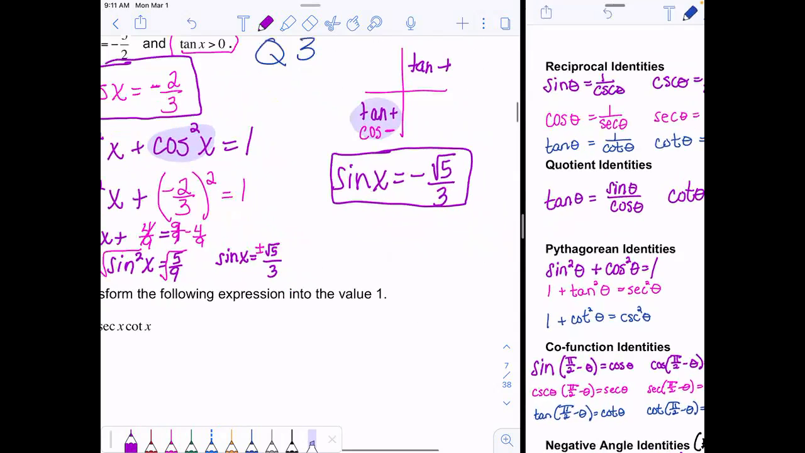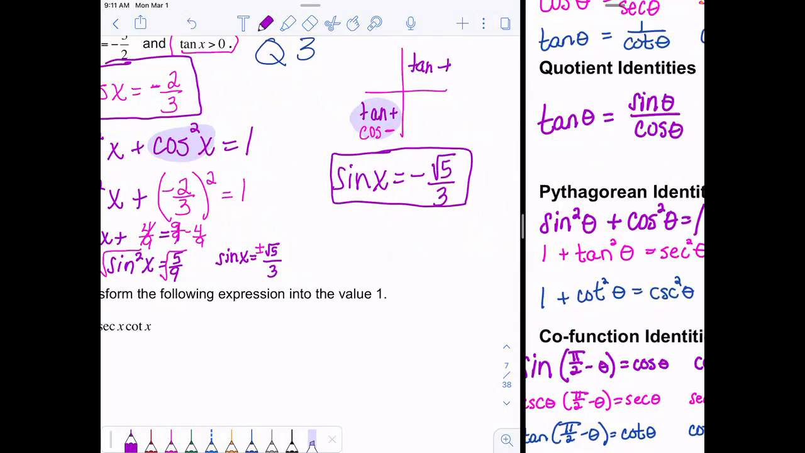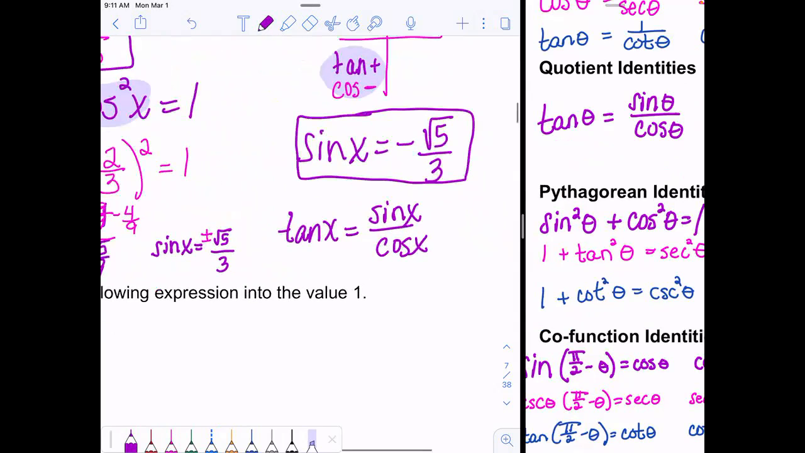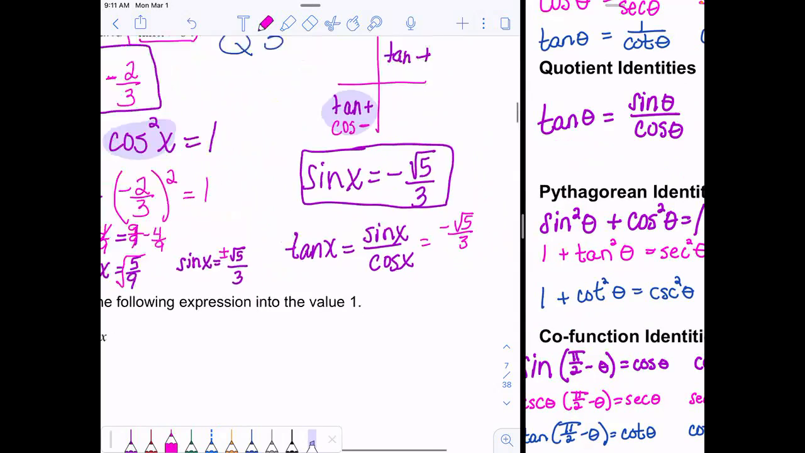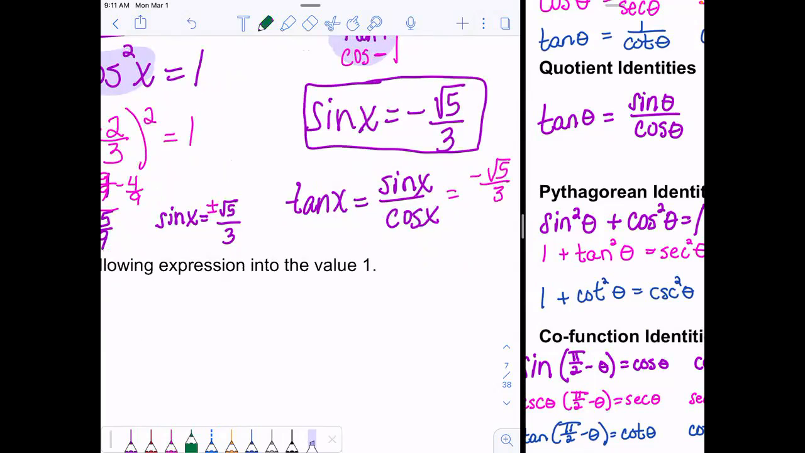Yeah, and that's probably one of the ones that you think about. We usually say tangent is y over x. Well, y is sine, x is cosine. So the tangent is sine over cosine. I should change that to theta. So that means my sine is negative root 5 over 3. Cosine is negative 2 over 3.